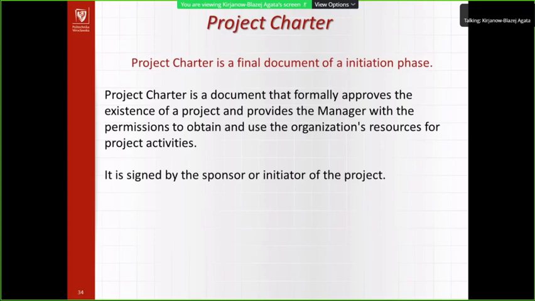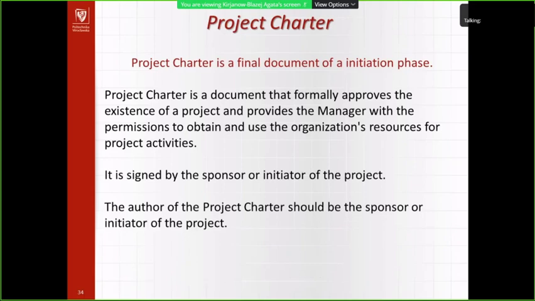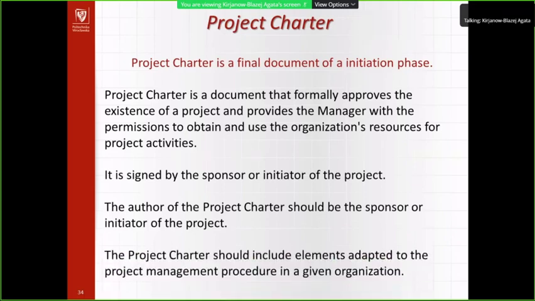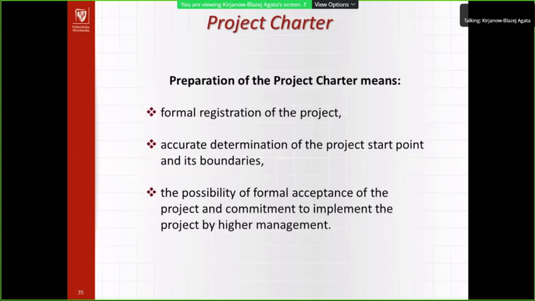But real life is showing something different. Usually it is the project manager. And the author of the project charter should be the sponsor or initiator of the project, and the project charter should include elements adapted to the project management procedure in a given organization. And the preparation of the project charter means formal registration of the project, accurate determination of the project start point and its boundaries, and the possibility of formal acceptance of the project and commitment to implement the project by higher management.